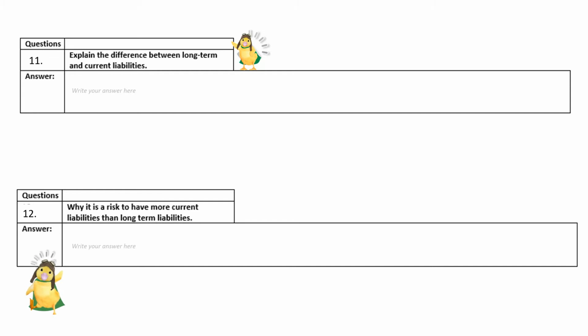Question 12. Why is it a risk to have more current liabilities, the ones that you have to pay up within 12 months, than long-term liabilities, the ones that you need to pay over a longer amount of term, longer than 12 months?